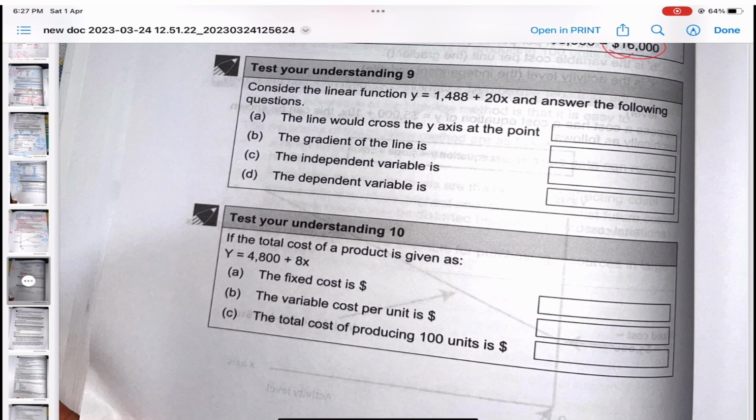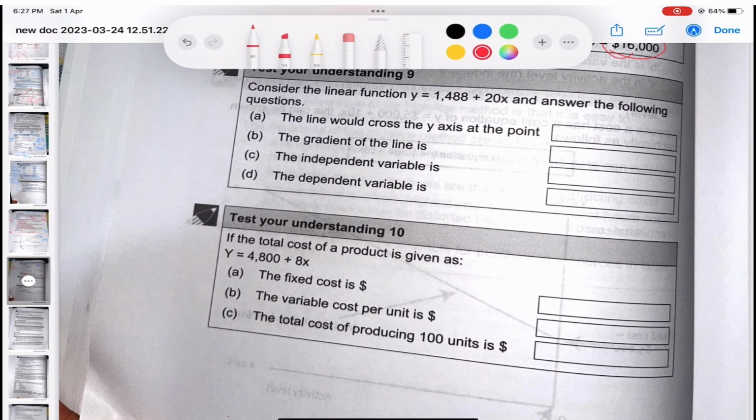Now we have another function, y is equal to a plus bx. The line that would cross the y-axis, you know that is the intercept. What is the intercept? A is the intercept. So my answer is 1488. The gradient of the line: you know that b is the gradient of the line and that is the variable cost per unit. So my answer is going to be 20.